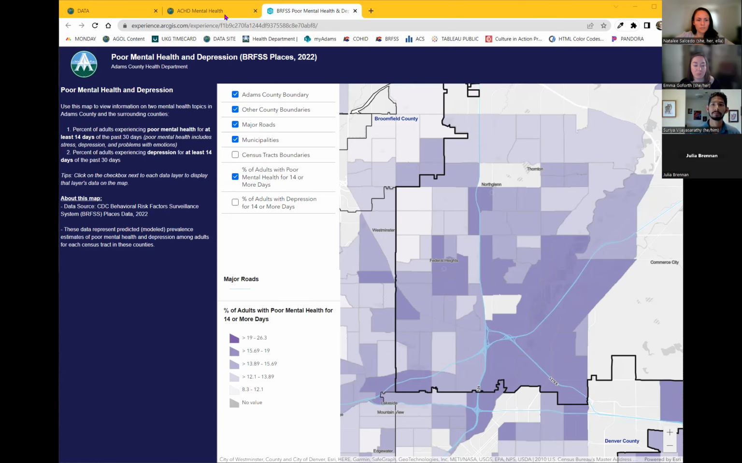Yeah, for anyone else interested in aging adults, we do have an aging adults website right next to the mental health one. But this map is for adults, all age ranges, related to poor mental health and depression. But that's out of time for me, but let me just hop over real quick to the rest of the mental health site.